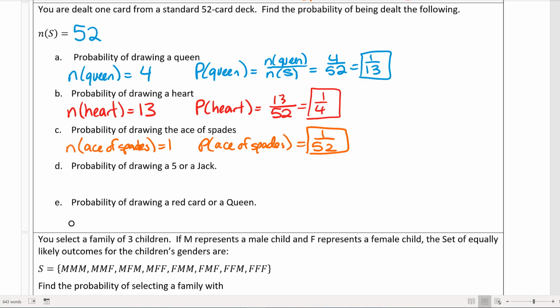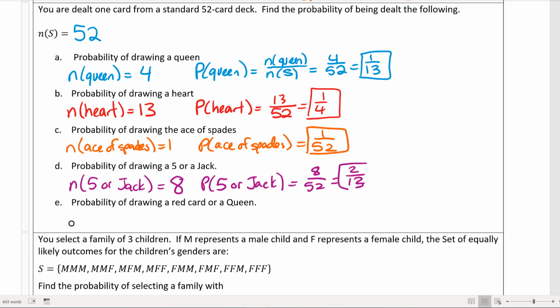Next, we're looking for the probability of a 5 or a jack. So if you're looking for the number of 5s or jacks, you'll notice that we have 4 5s, one of each suit, and 4 jacks, one of each suit. So we have a total of 8 cards that are either a 5 or a jack. So therefore the probability of pulling a 5 or a jack is equal to 8 out of the 52. Now 8 out of 52, I can divide by 4, and that gets me 2/13.